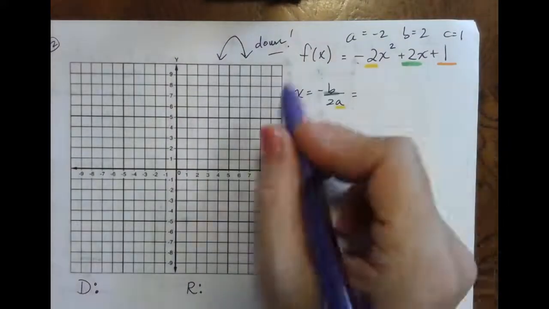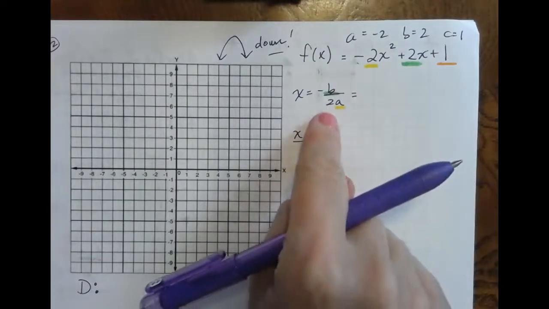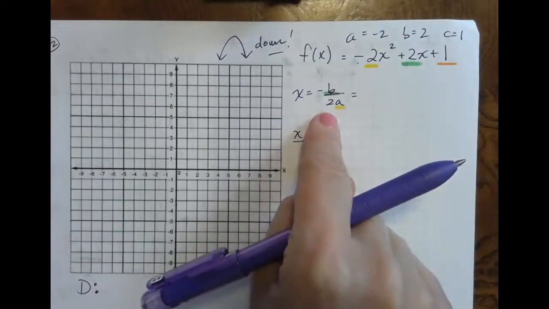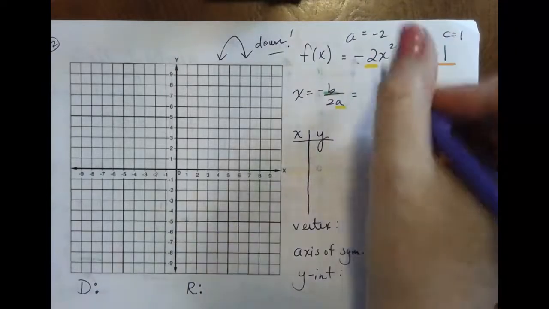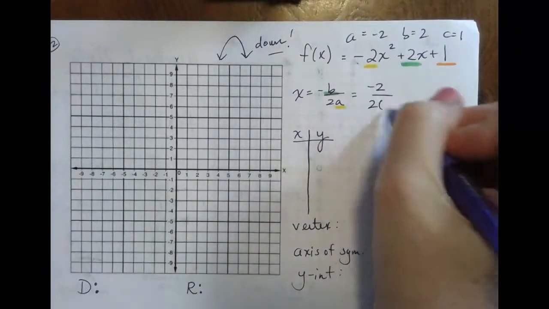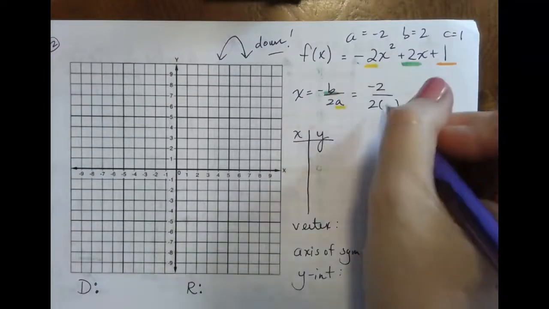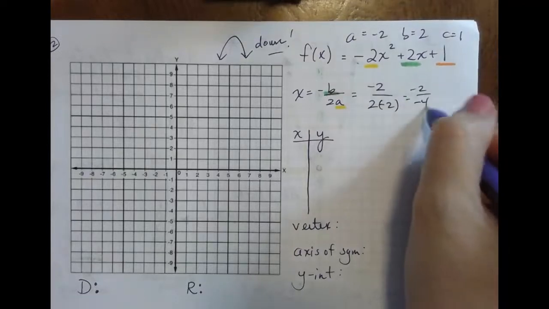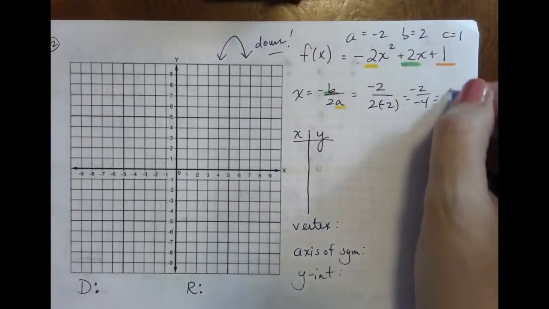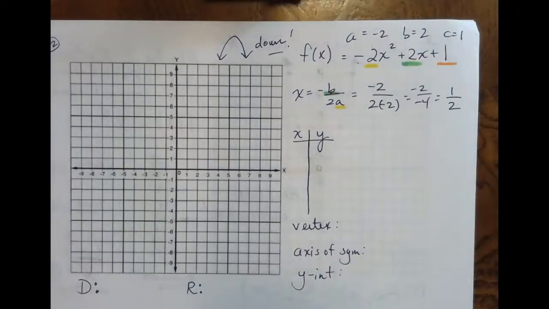So let's find the vertex. This is using the vertex formula. So the opposite of B, B's underlined with green. If B is 2, the opposite of 2 is -2. And then 2 times A is -4. So we end up with -2 over -4, and that is 1/2. That is 1/2. Yes, ladies and gentlemen, fractions are our friends.